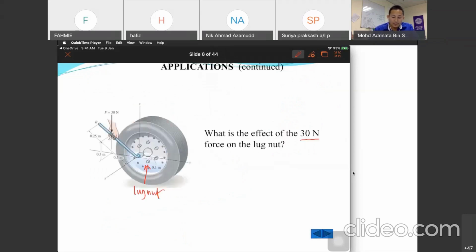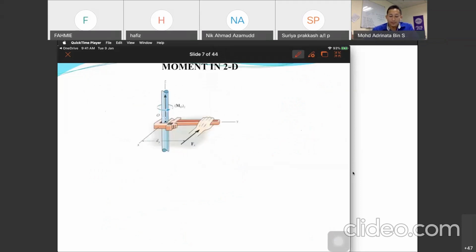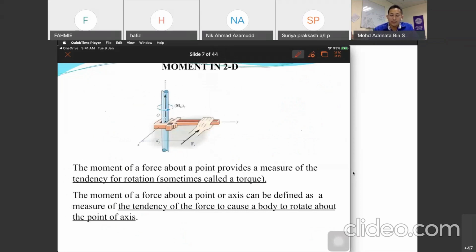So for this one, this is the point and this is the force. So this is the 90 degree. Okay? Right. Moment in 2D, two dimension. The moment of a force about a point provides a measure of the tendency for rotation, sometimes called a torque. The moment of a force, no formula. You need to remember the formula.